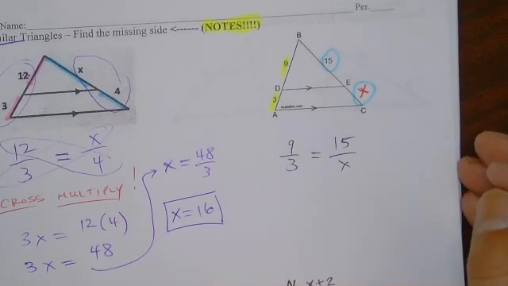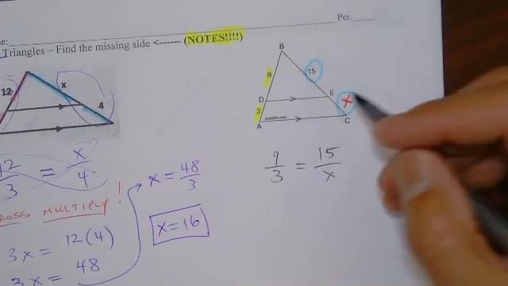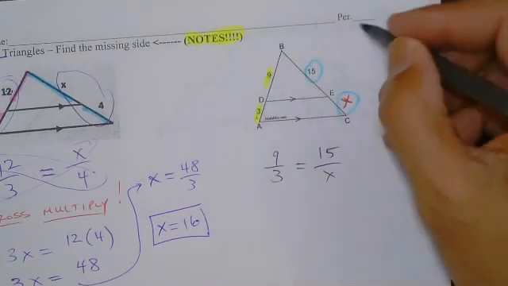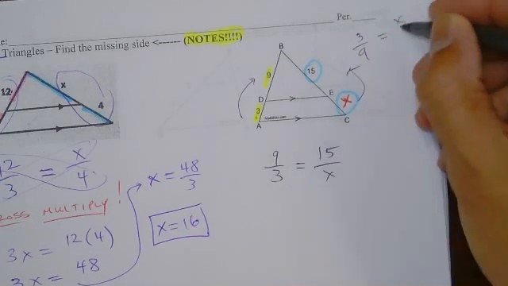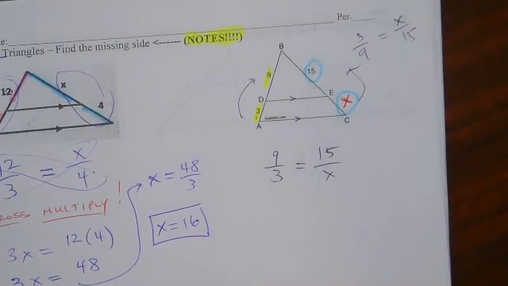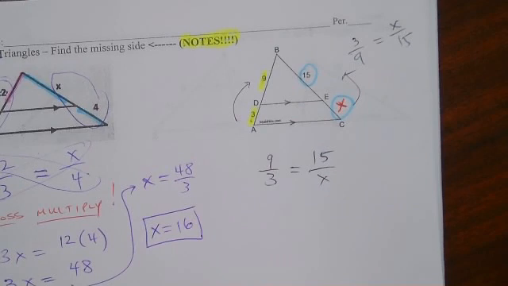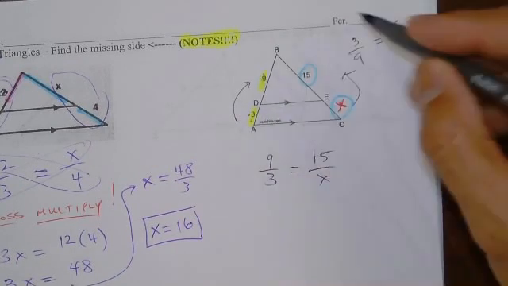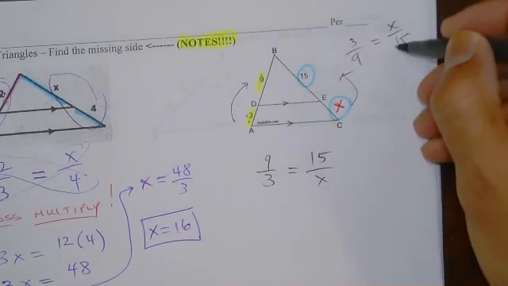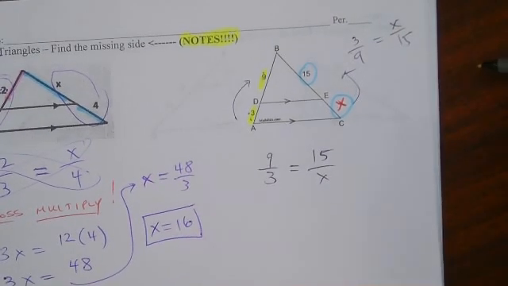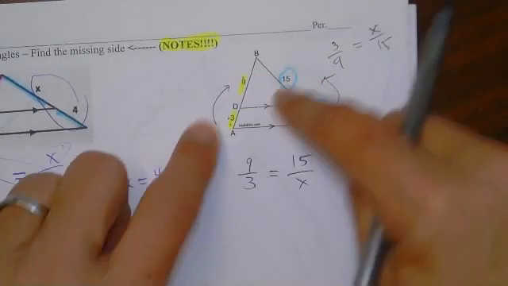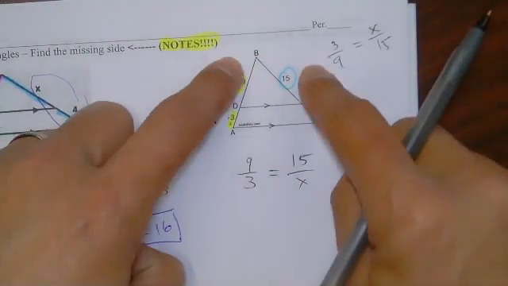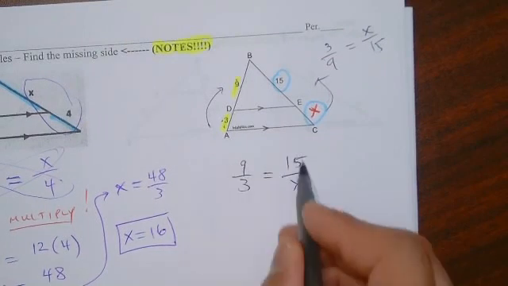Can I ask you something real quick, just to see what you guys think? What if somebody does 3 over 9? They go this way. What if somebody goes 3 over 9 equal to x over 15? Would that be okay? If somebody sets it up this way, it is going to be okay. If you're going from bottom to top, go bottom to top. If you're going from top to bottom, go from top to bottom.